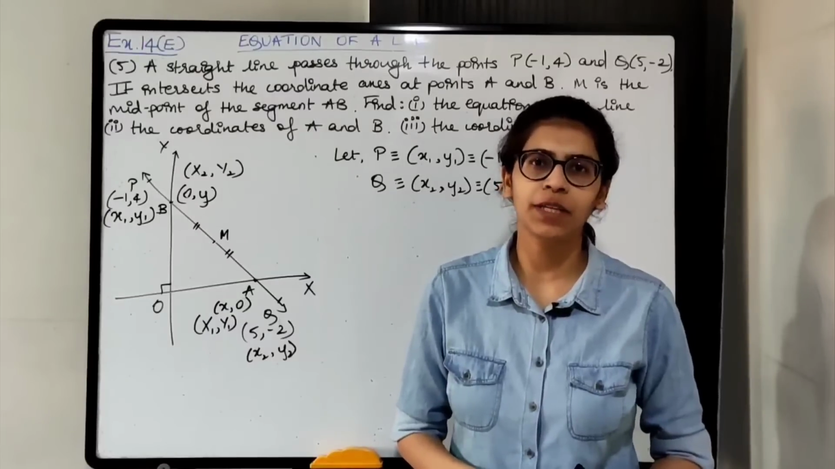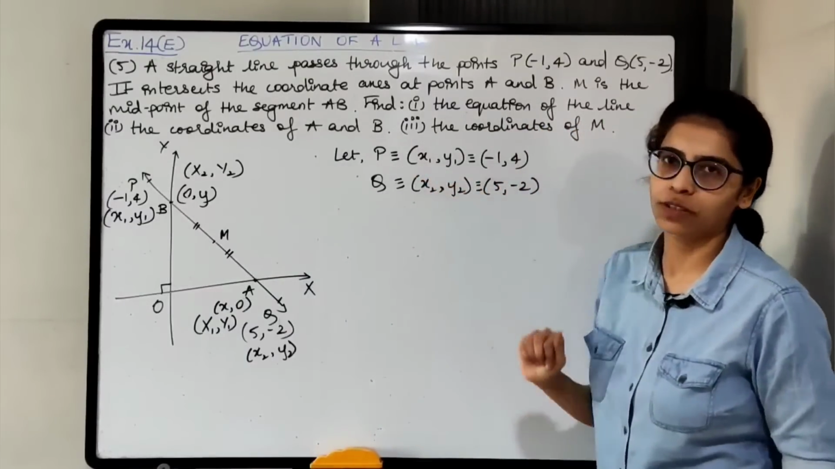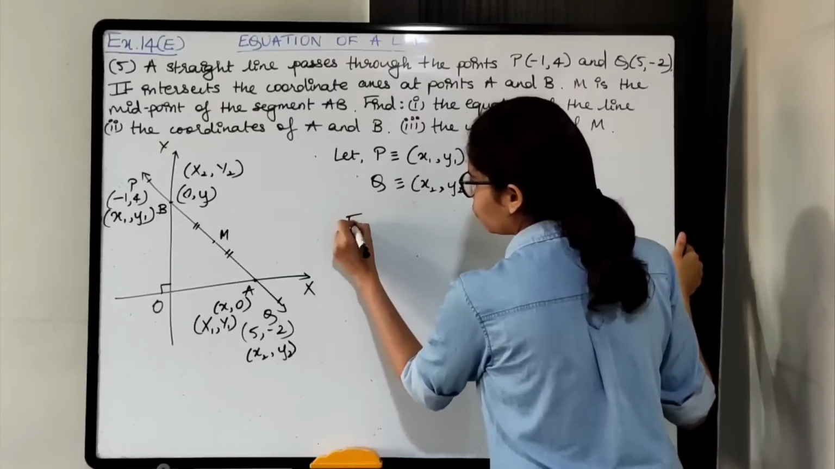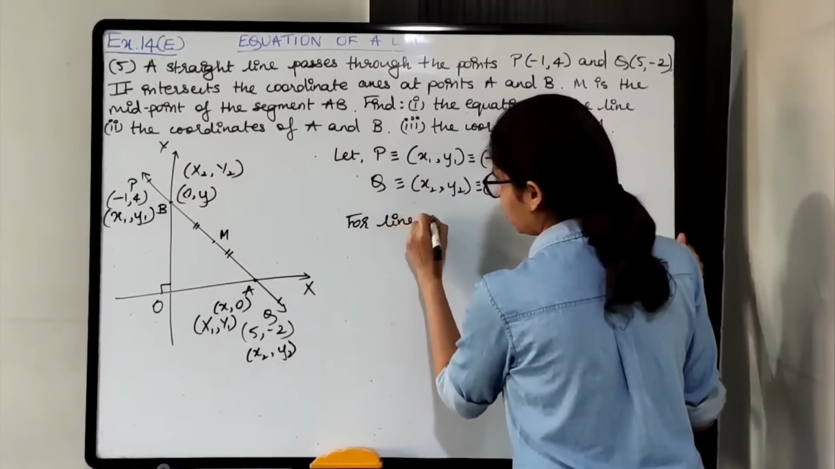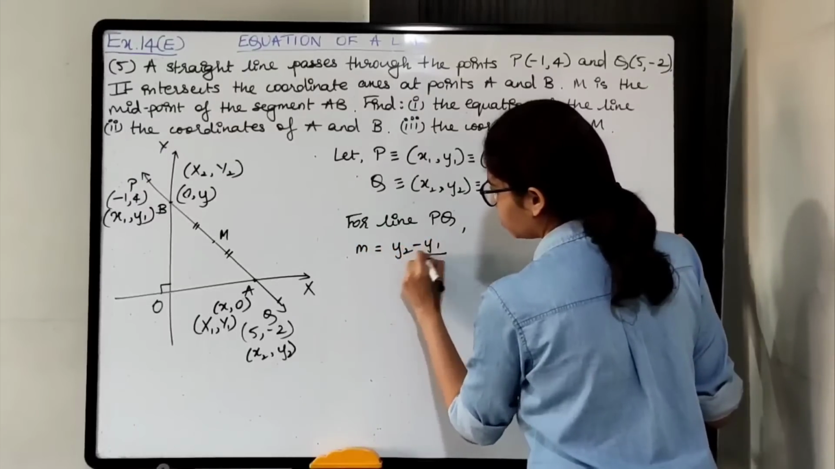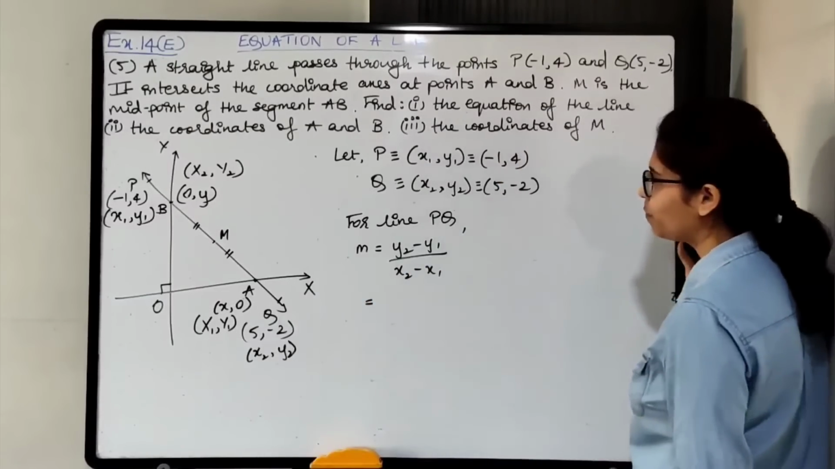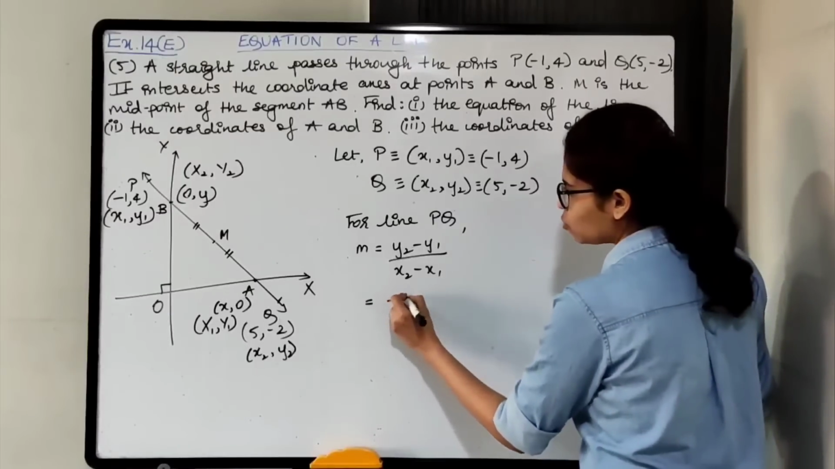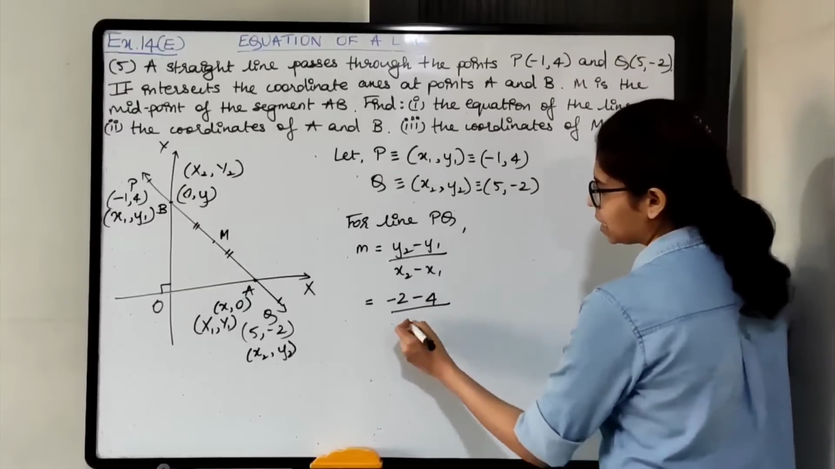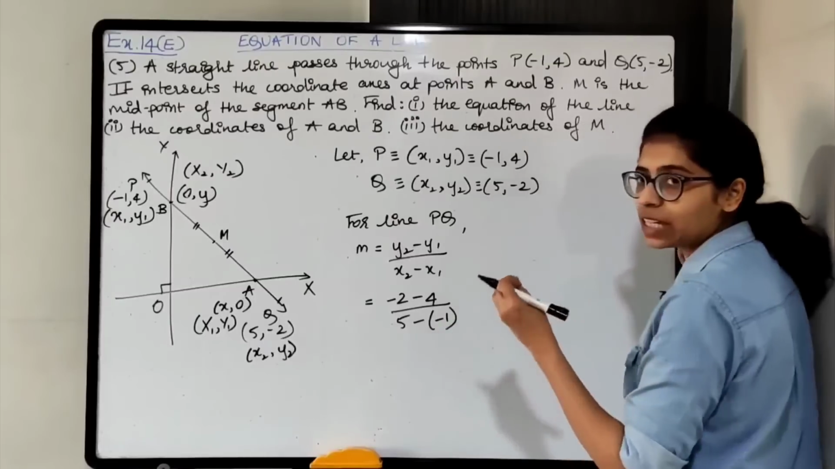For equation of line PQ, we have taken P का coordinates as x1 y1 and Q का coordinates as x2 y2. First we'll find the slope. So for line PQ, slope will be y2 minus y1 upon x2 minus x1, or y1 minus y2 upon x1 minus x2. y2 is minus 2 minus y1 is 4. x2 is 5 minus x1 is minus 1. Okay, be very careful with signs.